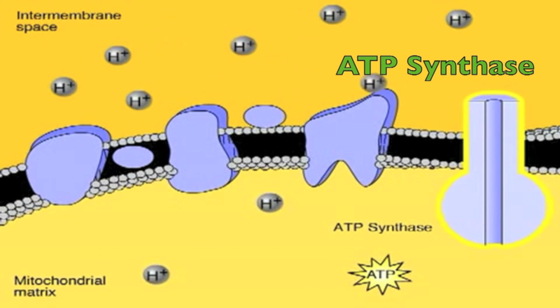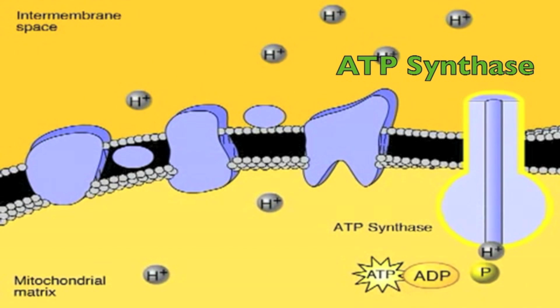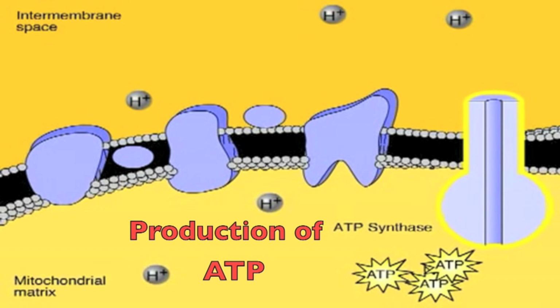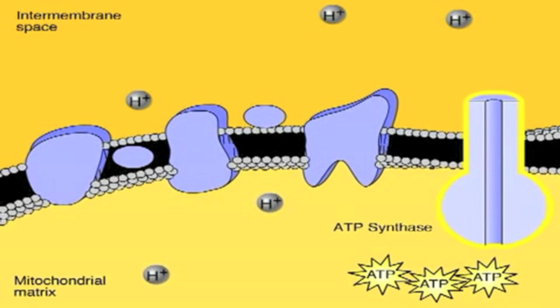ATP synthase, working like a hydroelectric generator, utilizes the concentration gradient to produce ATP, while the intermembrane protons flow down into the matrix.